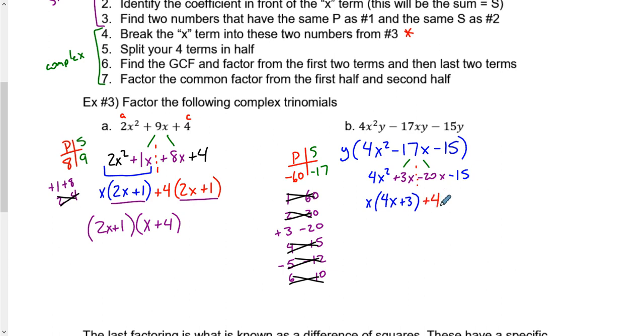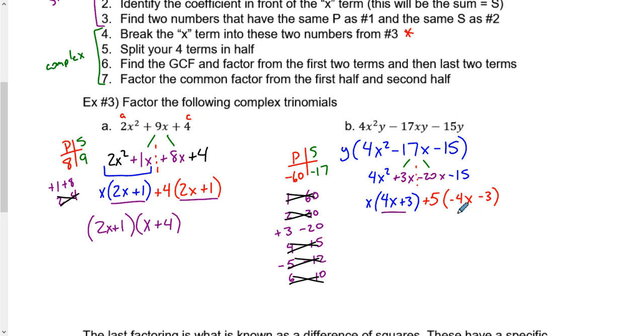I'll review this from last year. If we leave it as a positive 4, so if you're writing this along with us, don't copy this quite yet. If we factor a positive 4 out of here, we'd be left with 5. There's definitely not a 4 in 15. Factor a 5 out, we'd be left with a negative 4x, subtract 3.